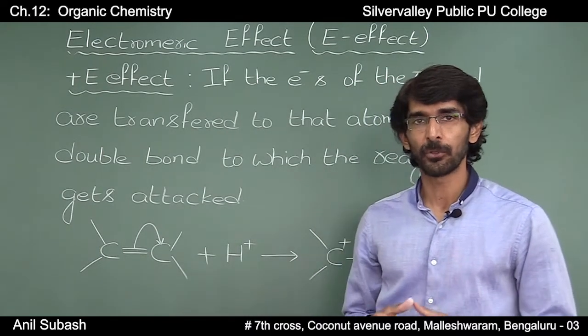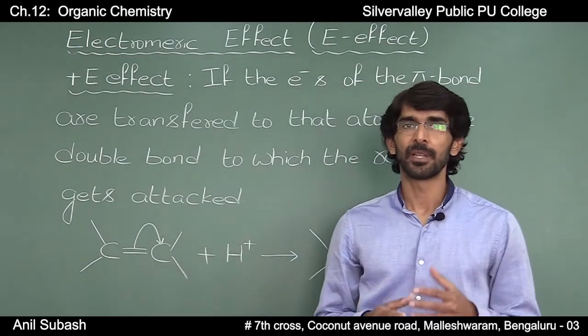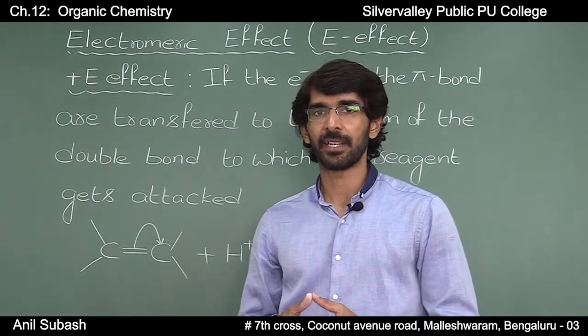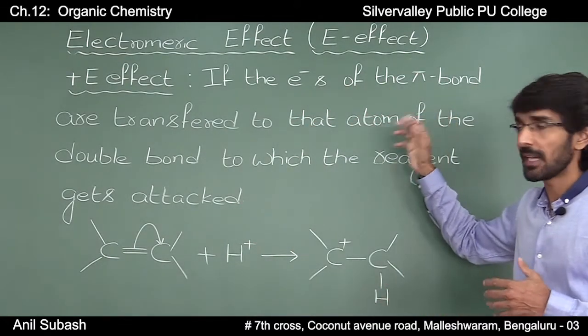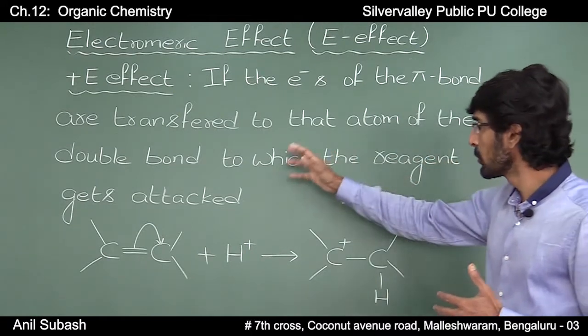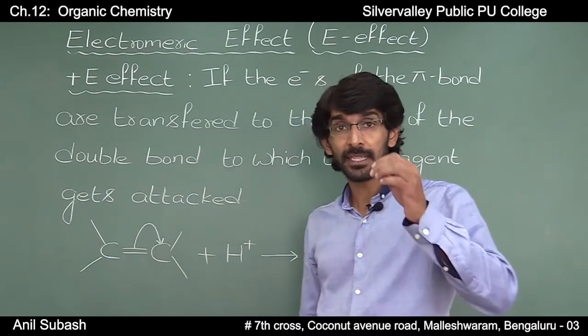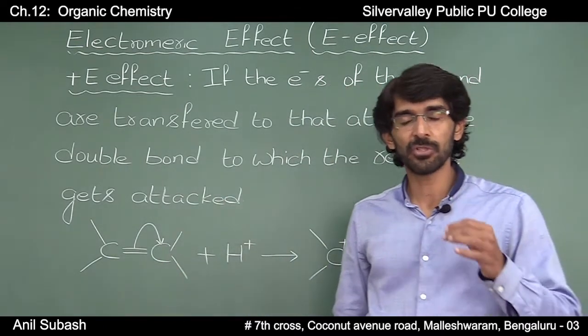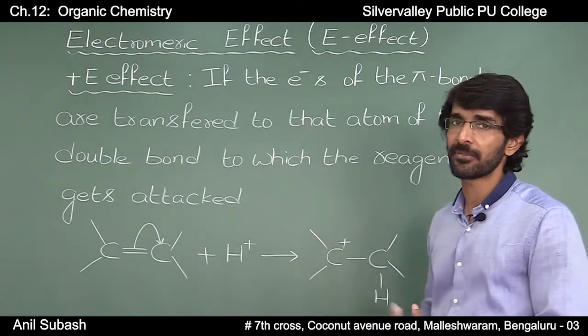Electromeric effect is of two types, plus E effect and minus E effect. What do you mean by plus E effect? If the electrons of the pi bond are transferred to that atom of the double bond to which the reagent gets attached, then such type of electromeric effect is known as the plus E effect.